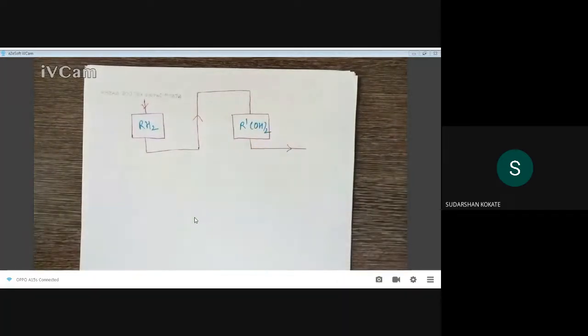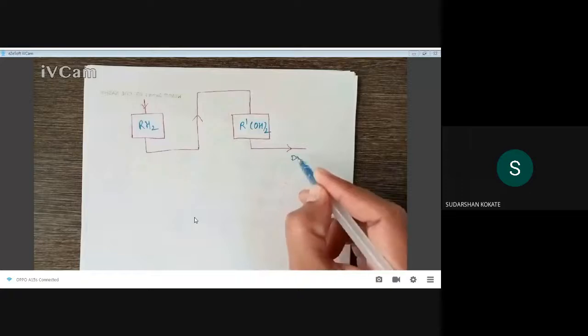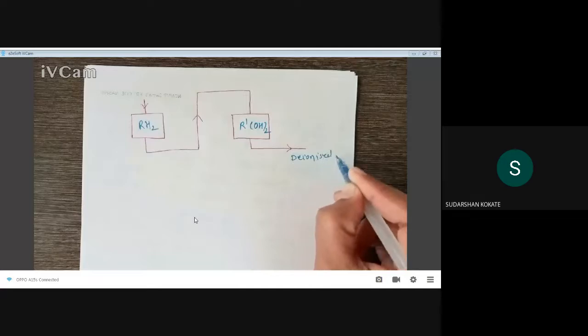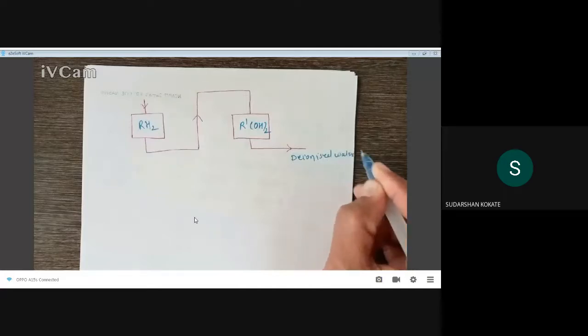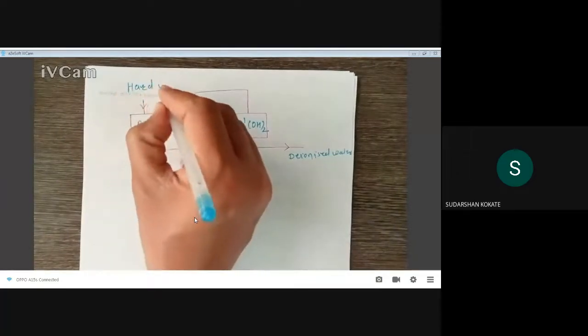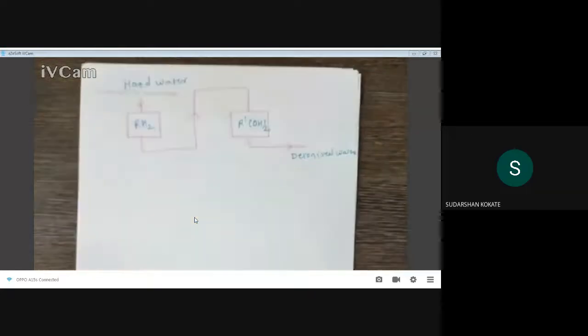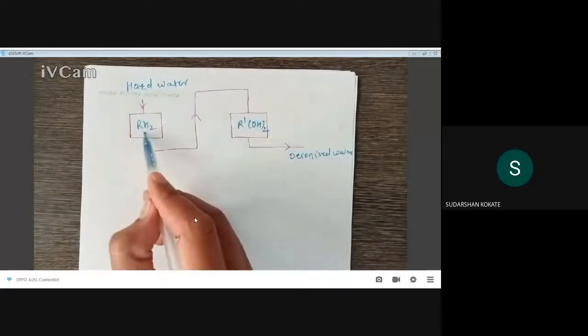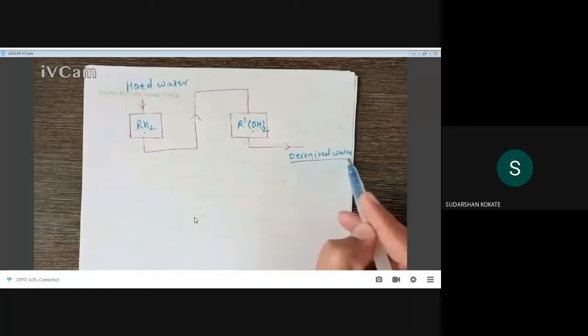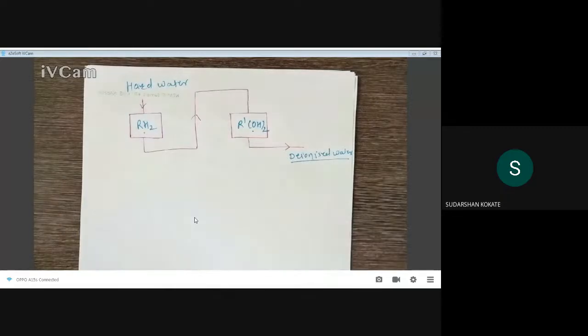So this is the simple schematic diagrammatic representation for preparing your deionized water, right? Deionized water means your water becomes free from cations as well as anions. So this is deionized water, right? And from the top of the chamber you are going to pass the hard water, that hard water containing what? Cations and anions. So here, in this chamber cation will be trapped, and in this chamber anion will be trapped, and this is your deionized water. This water becomes free from both types of impurity, that is cations as well as anions.